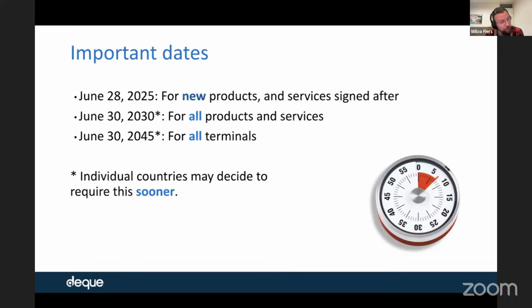There's one exception for terminals, which, because terminals are built into an environment, are presumed to maybe be lasting a long time. The lifetime of a terminal can be up to 25 years, which is why there is this long timeline for that. But as soon as you decide to replace a terminal, the new one needs to comply with these new requirements as well. And for these last two, there is a clause in the European Accessibility Act which says that countries are allowed to shorten that timeline as well.